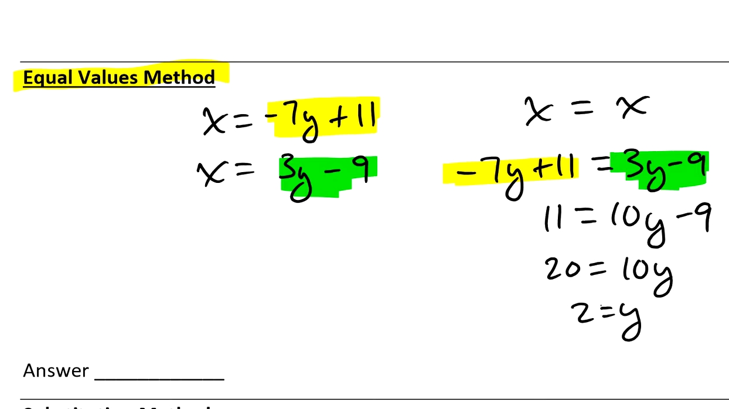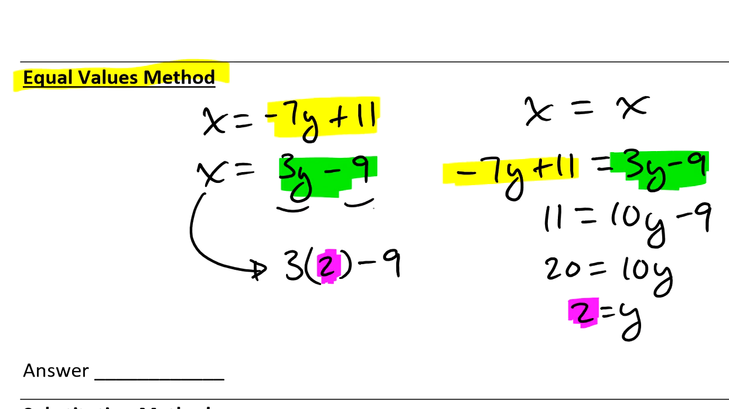And now it doesn't matter really which equation I pick. I could use either one. I'll just use the second one here. It says take 3 and multiply by y, and you can see I'm just grabbing 2, which is what y is, and placing it right there. So that's 3 times y, and then it says minus 9. Again, 3y minus 9 is what x is. 3 times 2 is 6. 6 minus 9 is negative 3. So my x value is negative 3.